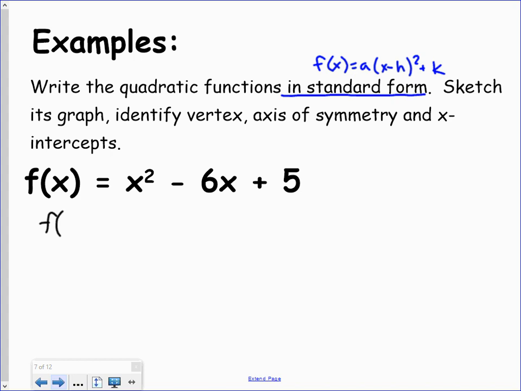Now, in years past, I've done it different ways. And so you don't have to move 5 to the other side, but I think a lot of people will find a little bit more success by just getting it out of the way. So we have f of x minus 5 equals x squared minus 6x.